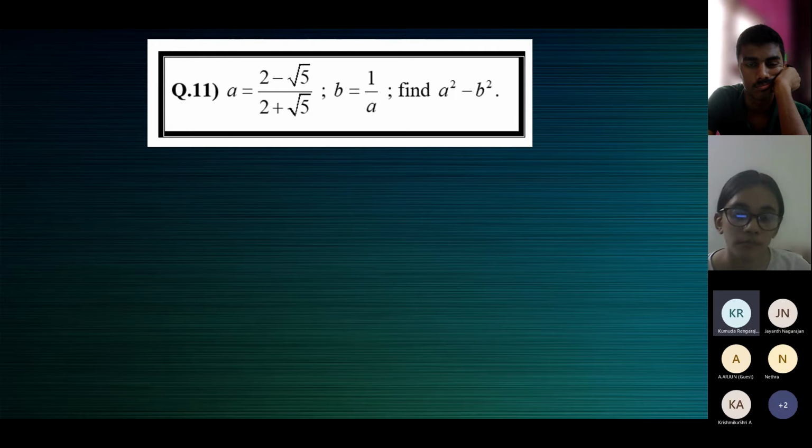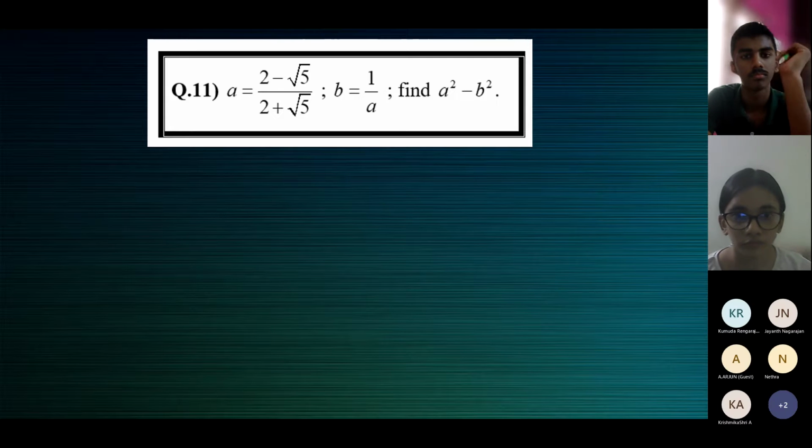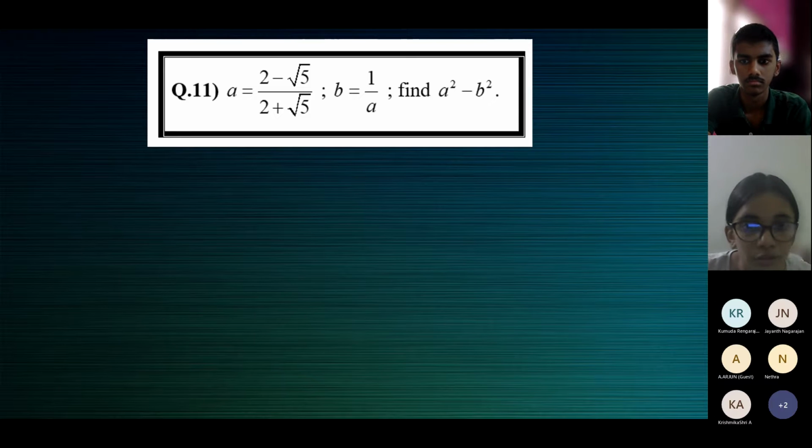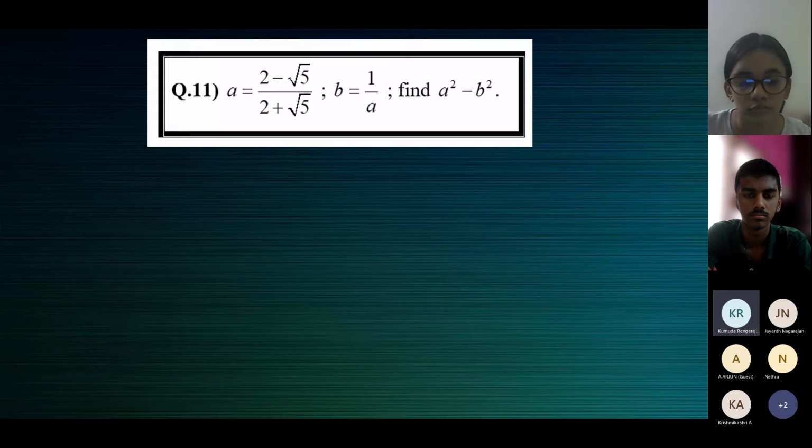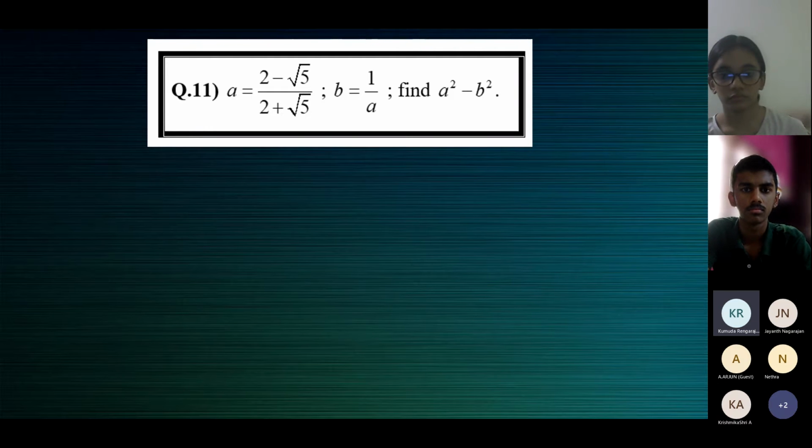Look at this question. If A is equal to 2 minus root 5 by 2 plus root 5 and B is equal to 1 by A, that is, B is the reciprocal of A. So tell me what is B? Ma'am, it's 2 plus root 5 by 2 minus root 5. Yeah, it is 2 plus root 5 by 2 minus root 5 because B is the reciprocal of A. It's given.